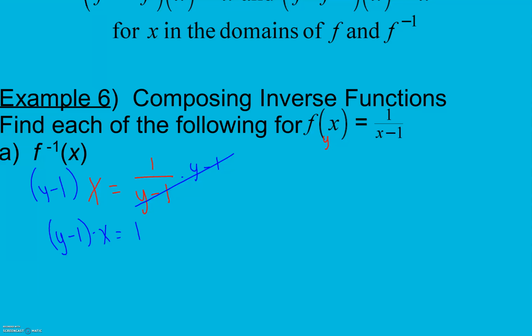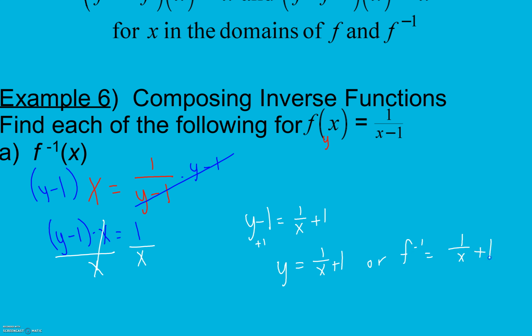Now, we're not going to distribute here because I'm trying to get y by itself. I'm going to divide to get rid of my x. So I'm going to have y minus 1 equals 1 over x, and add 1. So y equals 1 over x plus 1, or my inverse of f of x equals 1 over x plus 1.